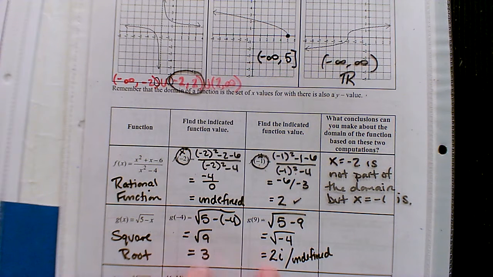So based off of those computations, can we determine whether -4 or 9 is in the domain?